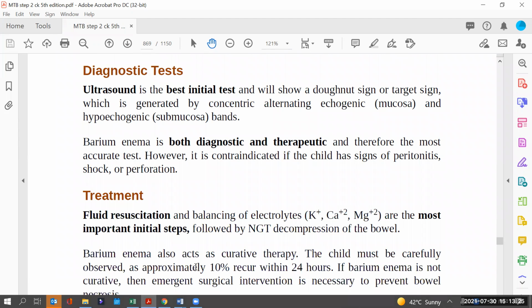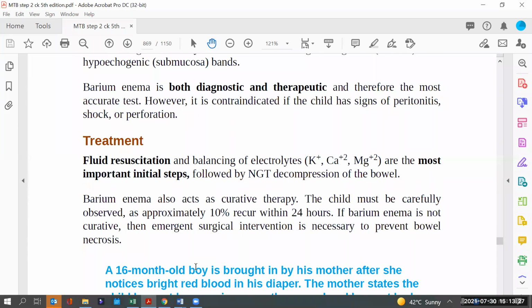So how are we going to treat an intussusception patient who is presenting with colicky abdominal pain and currant jelly stool? Fluid resuscitation and balancing of electrolytes. First of all, we need to have an equilibrium in the body, especially of electrolytes. So fluid resuscitation, if needed, is the most important initial step, followed by NGT, nasogastric decompression of the bowel. First, always think about maintaining the electrolyte balance. So we will look at the values of potassium, calcium, and magnesium. If any is disturbed, we have to balance that first, followed by nasogastric tube decompression of the bowel, if there is a need.